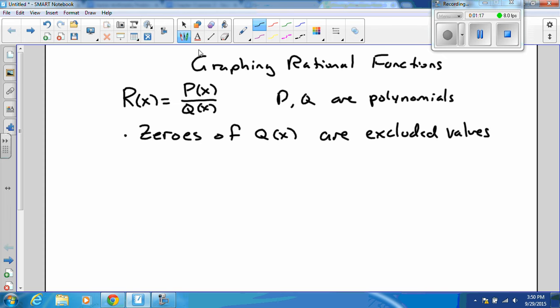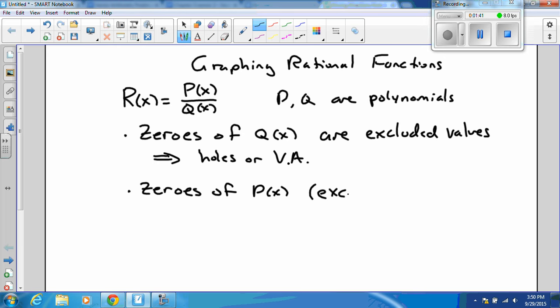And because they are excluded values, they are going to show up on the graph as either holes or vertical asymptotes. I use VA as the abbreviation for vertical asymptote. And then all of the zeros of P, except for the excluded values, are going to show up on the graph as zeros of R.